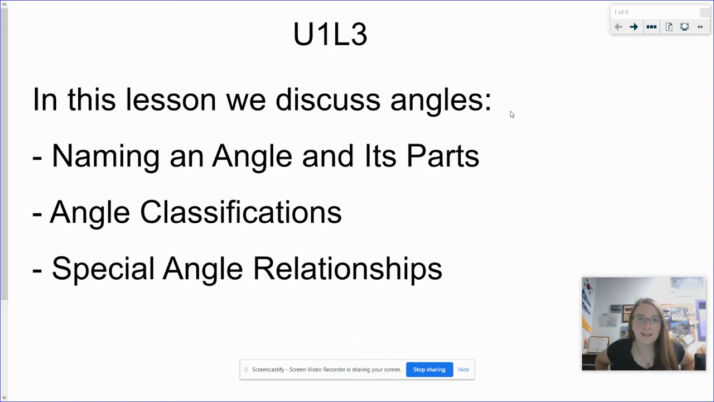Okay, here we are, our last lesson already of this unit, Unit 1, Lesson 3, that's U1L3. So far we've talked about segments, lines, planes, points, things like that. Now we're going to be talking about angles. Again, this whole unit was kind of giving us the basics of geometry so that we can build on it. And we have 3 things we're going to talk about. We're hopefully going to make it quick.